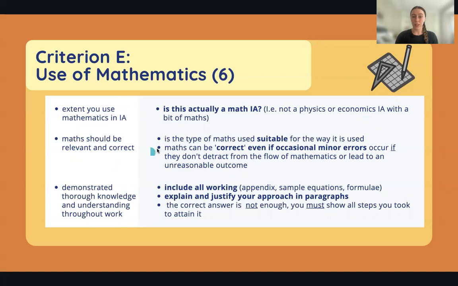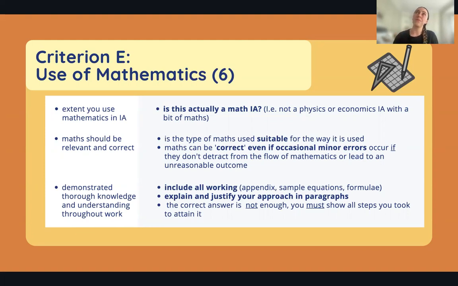The maths should be relevant and correct. When they say relevant, what they're really looking for is that the type of maths used is suitable for the way it is used. I didn't phrase that very well, but given the context that you're trying to use the maths in, is the type of maths that you've used relevant or appropriate? Like I was saying, if you are trying to calculate a percentage, you're not going to randomly use a probability formula. Or maybe a more realistic example, if you're working with conditional probabilities, you're not going to use an independent probability formula. So that's what they mean by suitable.